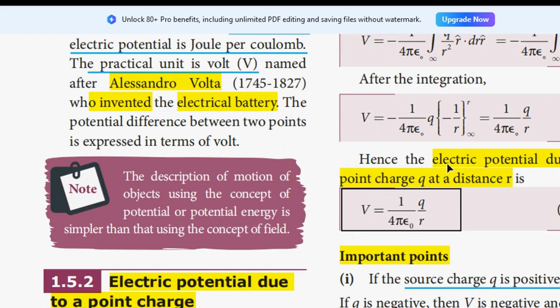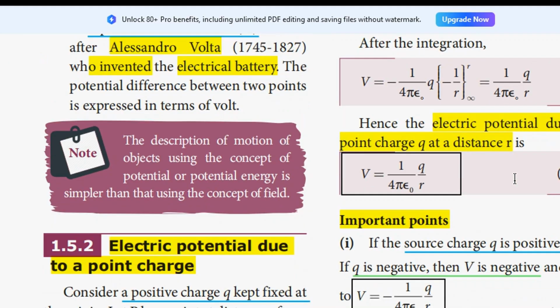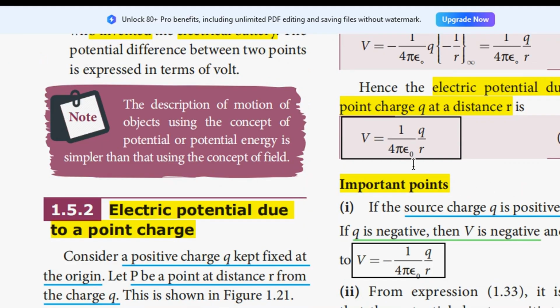So after the integration, we have V equal to minus 1 by 4 pi epsilon naught Q into minus 1 by r, with the limits infinity to r. And that's given by 1 by 4 pi epsilon naught Q by r. Hence, the electric potential due to a point charge Q at a distance r is given by V equal to 1 by 4 pi epsilon naught Q by r.